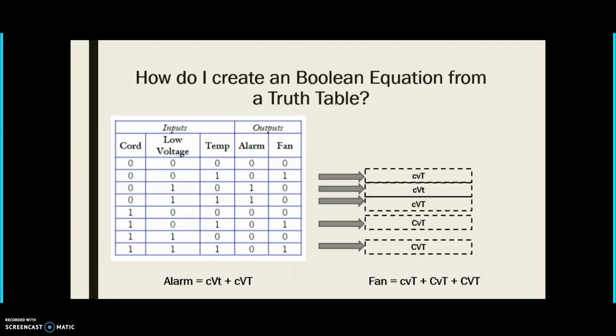If you remember the terms sum of products, we now have one product that we will sum up with our other products to give us our full Boolean equation. And down at the bottom, you can see that that's exactly what we did. We have fan is true when C not, V not, T, or C, V not, T, or C, V, T. Sadly, this is just the beginning.